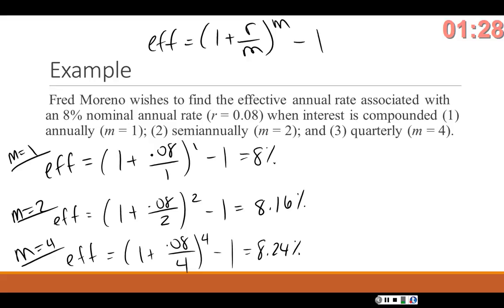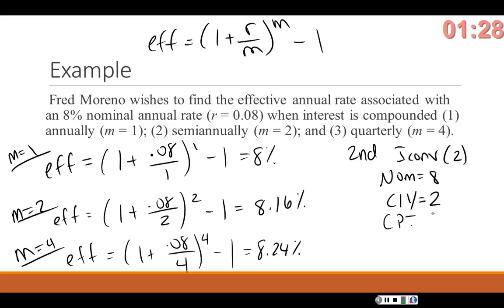You can do this in your calculator. You don't have to use the equation. To do it in your calculator, you use the I conversion button, which is also the number 2 button. So you push second, I conversion. I conversion is number 2. You enter in your nominal rate is equal to 8%. Your compounding periods per year is 2. And you compute your effective. So your effective rate is equal to 8.16. And you can do this for each of the different options.